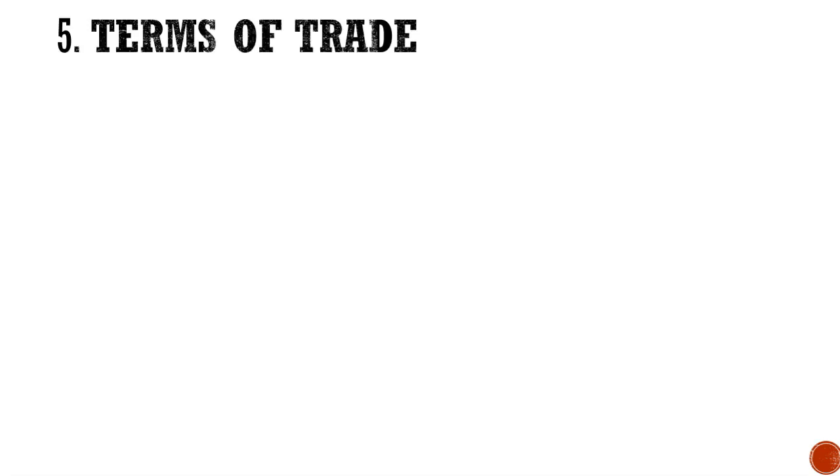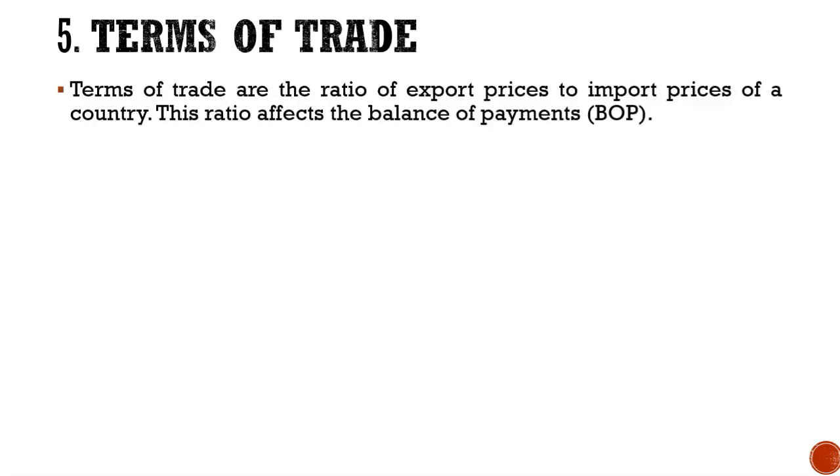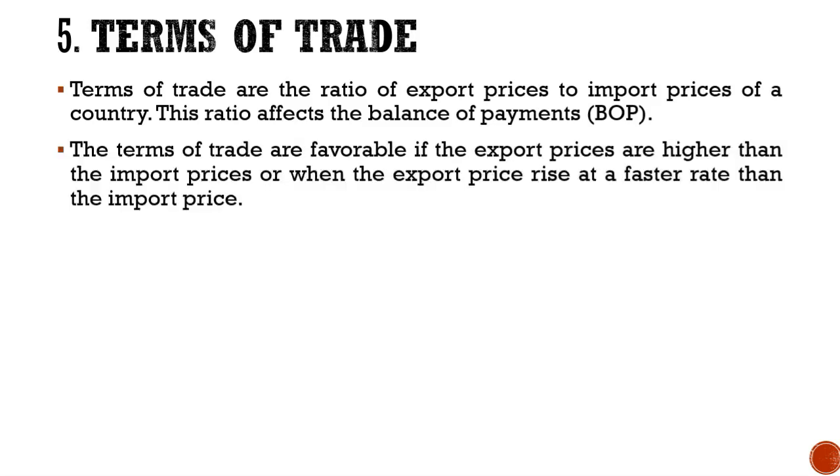The next factor is the terms of trade. The terms of trade are the ratio of export prices to import prices of a country. This ratio affects the balance of payment. Now the terms of trade are favorable if the export prices are higher than the import prices, or when the export price rises at a faster rate than the import price.